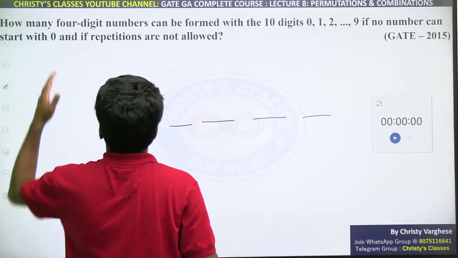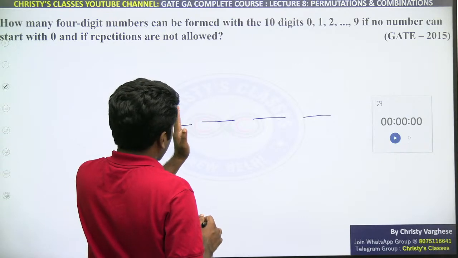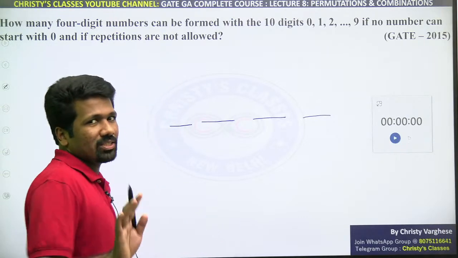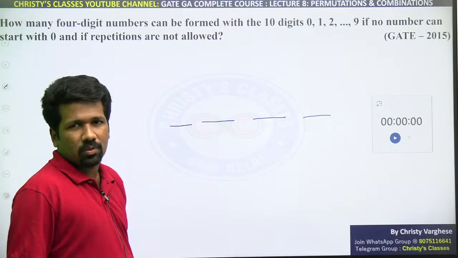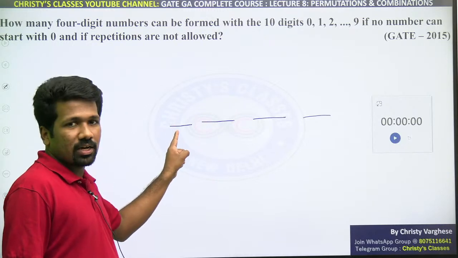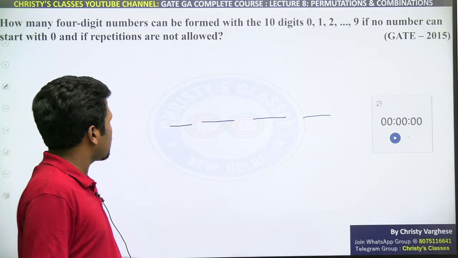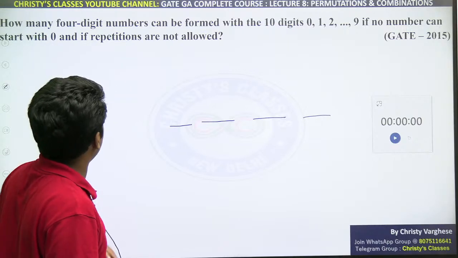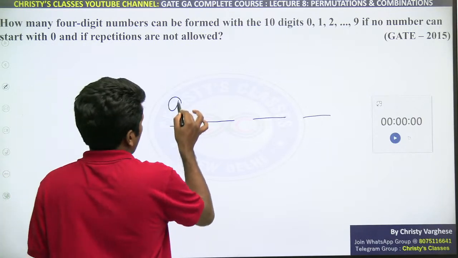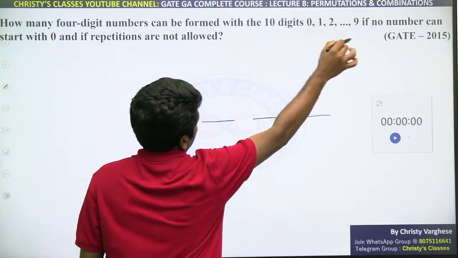So constraint कहाँ पे है? यहाँ पे है ना, leftmost position में है. So वहाँ से start करो. Don't start from rightmost position because the constraint is here. The restriction is in this position. That leftmost digit cannot be 0. So 9 possibility only to fill the leftmost digit: 1, 2, 3 up to 9.